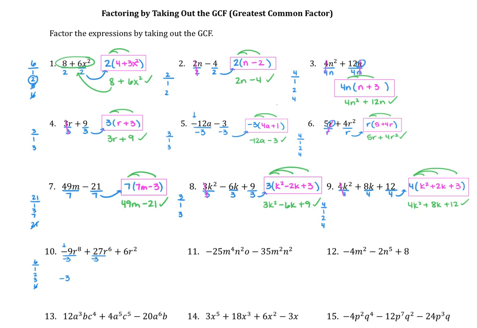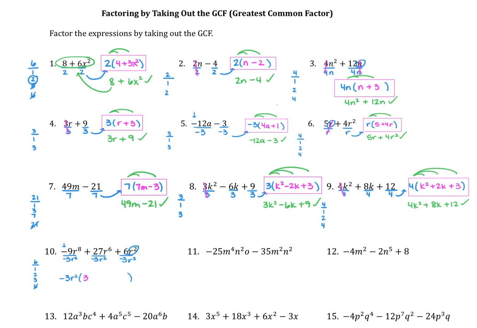And then I also have to check for my variables. Remember, with variables, you can pull out the smallest exponent. So they all have a minimum of an r squared. So I'm going to tack that on as part of my GCF. Open my parentheses, and now I'm going to divide. -9 divided by -3 is +3.